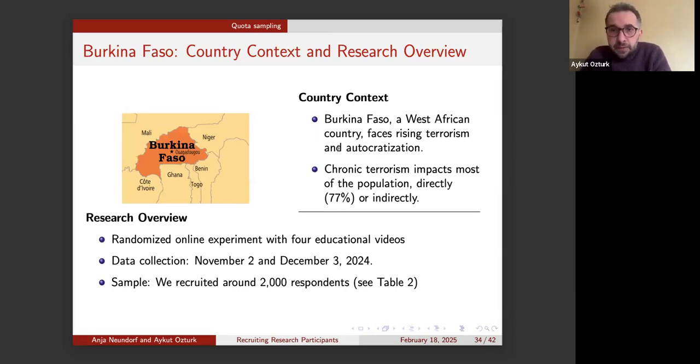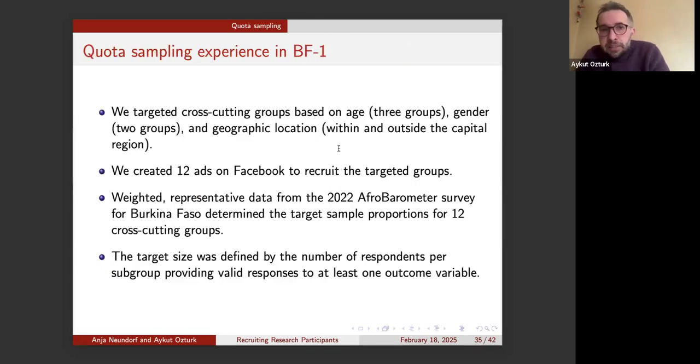Now, Burkina Faso is an African country, of course, and it's a small country. There are only 2 million Facebook users in Burkina Faso, so it was a challenging case. We recruited people from Burkina Faso in December 2024, so it's very recent. Now, what did we do? We targeted cross-cutting groups based on age, gender, and geographic location. And we created separate ads for all of these groups. So our goal was to run advertisements until we match the population benchmark in that group.